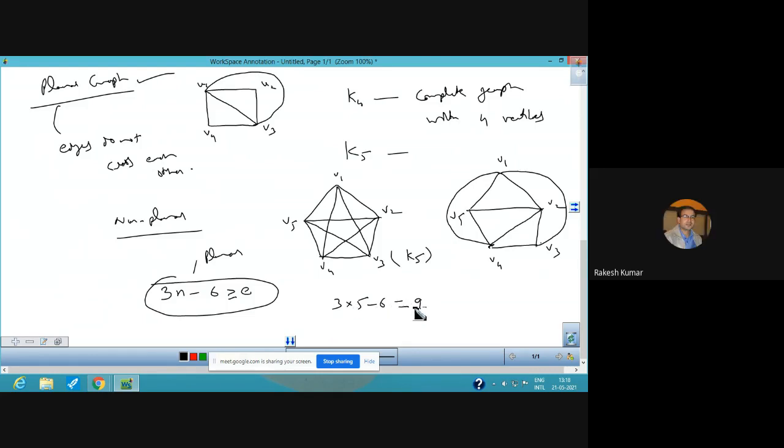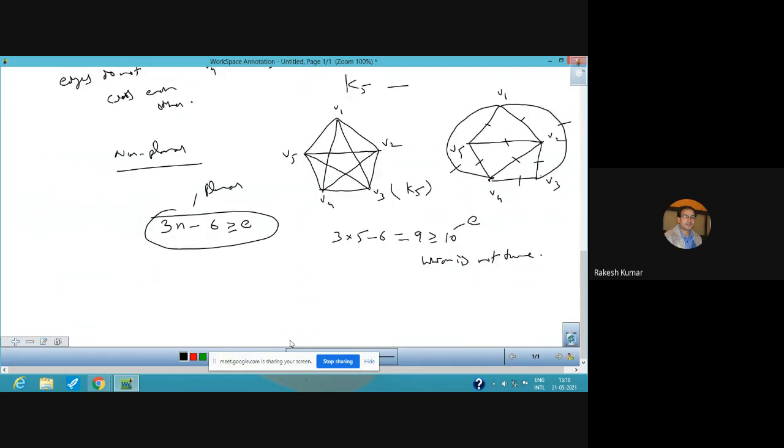And what about the number of edges? Count the number of edges, that is 1, 2, 3, 4, 5, 6, 7, 8, 9, and the last one between V3 and V5, that is 10. So 9 should be greater than or equal to 10 because E is 10 in K5. So this condition is not satisfied, which is not true. Remember. Hence K5 cannot be a planar graph.